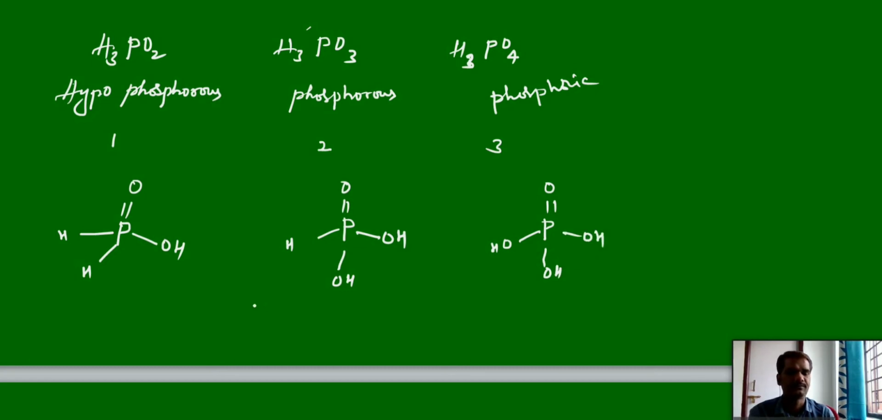And we have the definition for the basicity. It is the number of replaceable H plus ions. Then which type of H plus ions can replace? The hydrogen which is directly attached to oxygen is the only one replaceable. Whereas the hydrogen directly attached to phosphorus, these are non-replaceable. And these 2 hydrogens are non-replaceable.